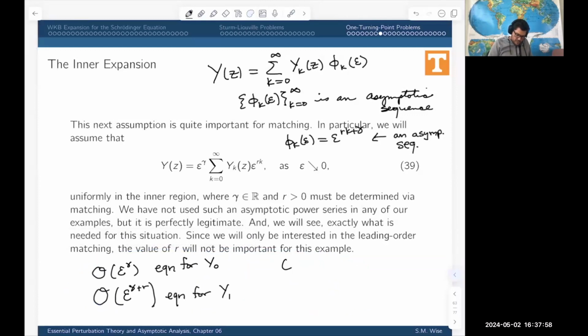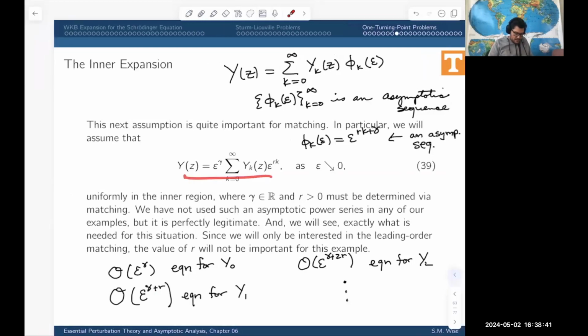The next equation should be order gamma plus 2r, and that should be an equation for y2. But again, we only care about y0. We only care about the leading order expansion, the leading order match. And so it's not going to be relevant for us what the values of R are, or the functional forms of y1 and y2.